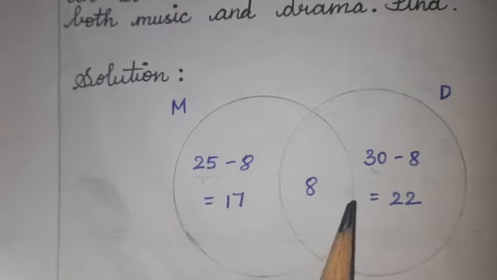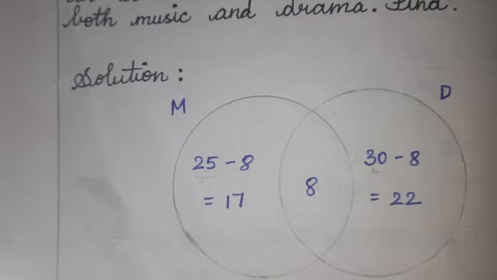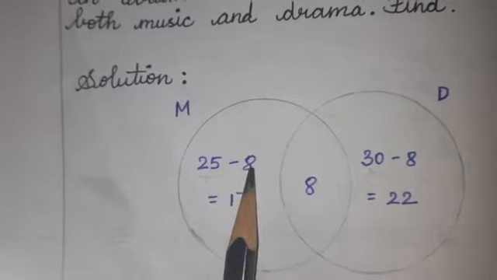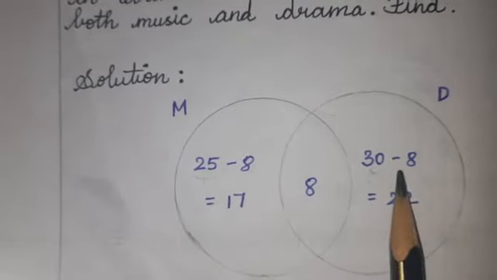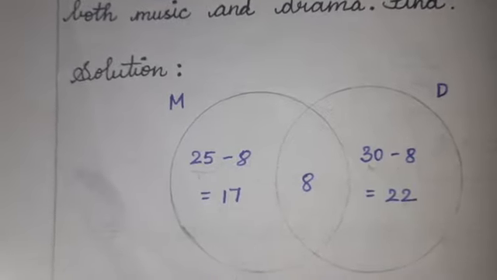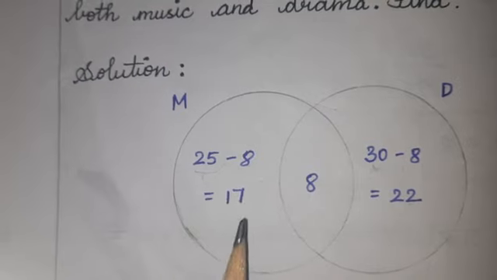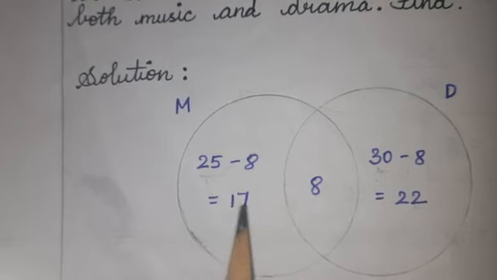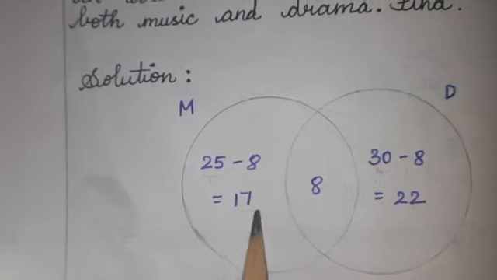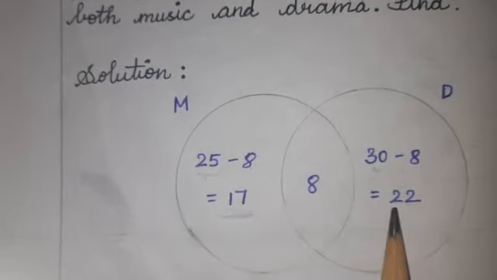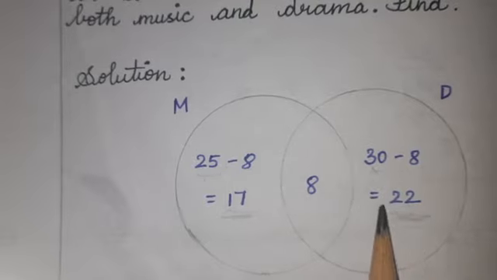Our question is they are asking the number of students who take part in only music, only drama, and the total number of students. So how I am doing is, here the common is 8, that I subtract here. 25 minus 8, you will get 17. Here also I am subtracting that one. 30 minus 8 is equal to 22. Here itself you got the answer. First one, the number of students who take part in only music is 17. When you see this picture, you can easily say so. Second question, the number of students who take part in only drama is 22. So our answer is 22.